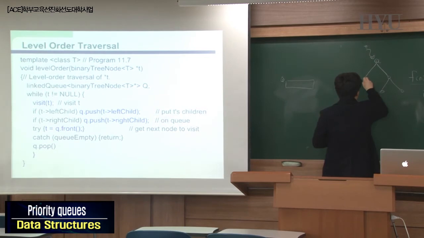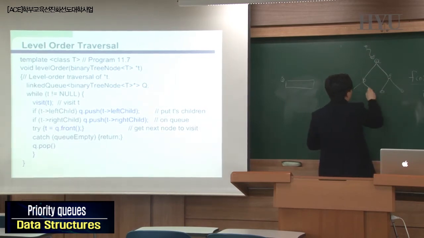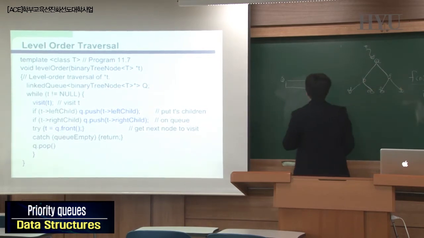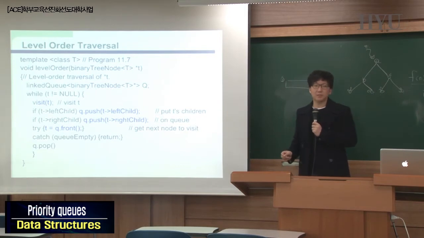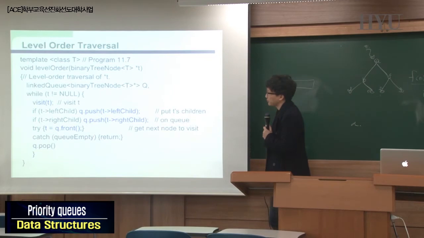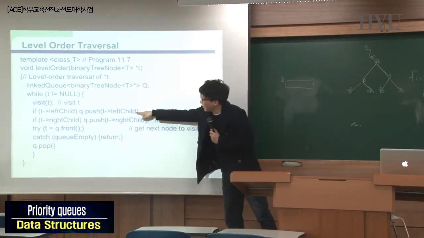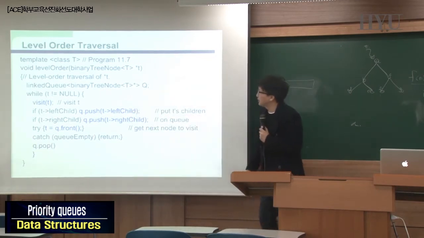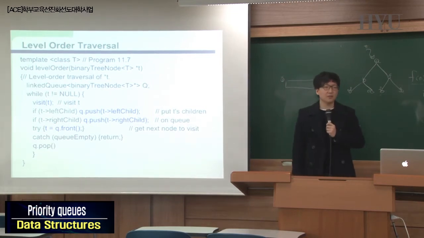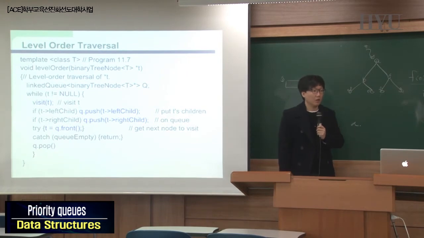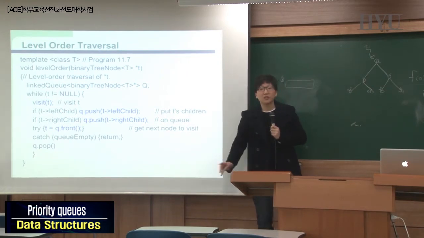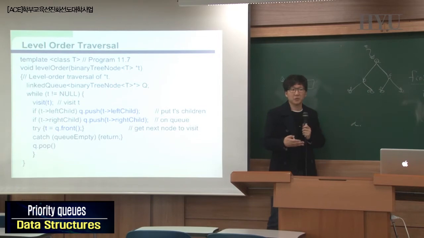A, B, C, D, E, F, G. Visit T. Okay, what was the meaning of visit T? In this code they usually put it as a print, A. And then start checking T's left child. It's also a way of checking if T's left child is null or not. Do I have a left child or not?